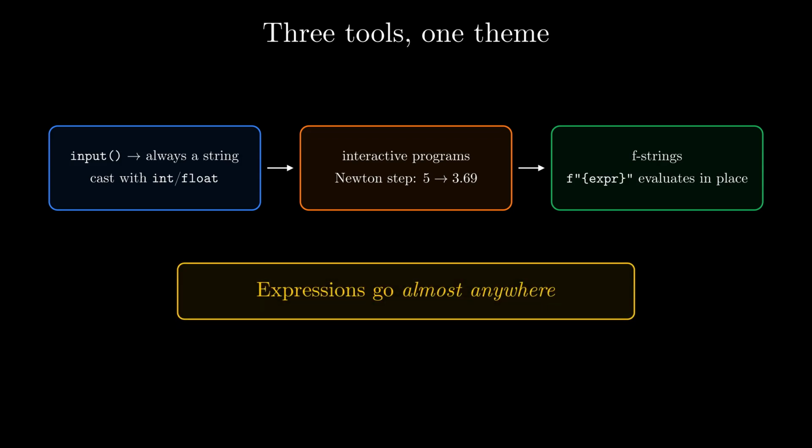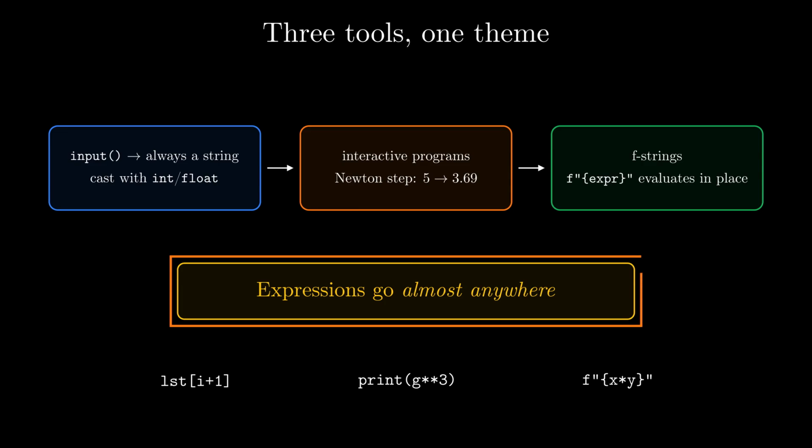The broader lesson, expressions can go almost anywhere. Inside an index, inside a print call, inside an f-string's braces. Python evaluates them in place and moves on. That versatility is one of the language's real strengths.